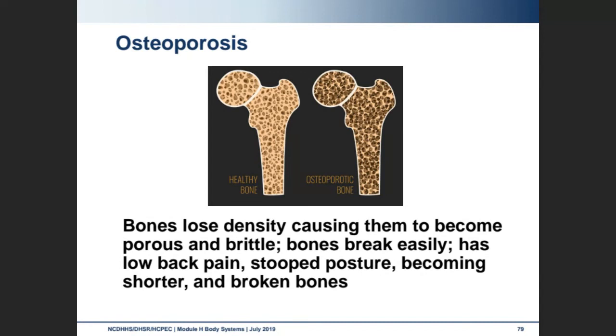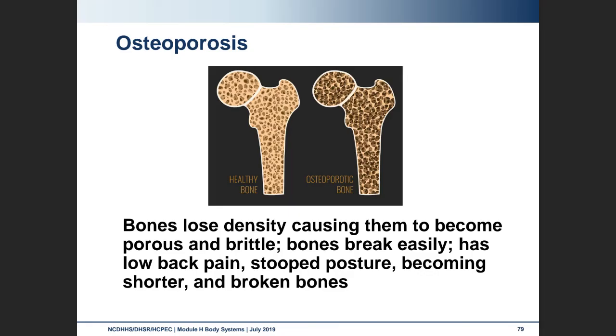This can be caused by a lack of calcium in the diet, a lack of regular exercise, decreases in mobility. As our female hormones decrease as we age, it can cause osteoporosis. Some signs that someone may have osteoporosis are low back pain, a stooped posture, becoming shorter, or broken bones. As nurse aides, we can aid in preventing or slowing the progress of osteoporosis by encouraging activity, encouraging exercise, and helping the resident to move carefully.